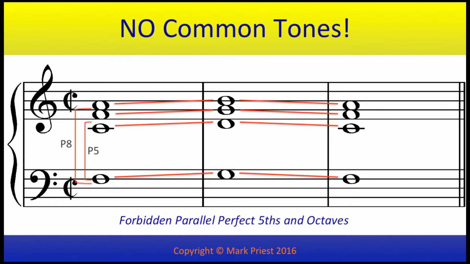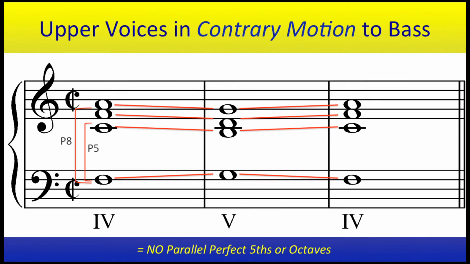In a video on connecting the 4 and 5 chords in 4-part harmony, we also discussed the forbidden parallel intervals, parallel perfect fifths, octaves, as well as parallel unisons and twelfths. It became imperative to employ contrary motion between the bass and upper voices to avoid the creation of parallel perfect fifths and octaves when moving between the 4 and 5 chords.